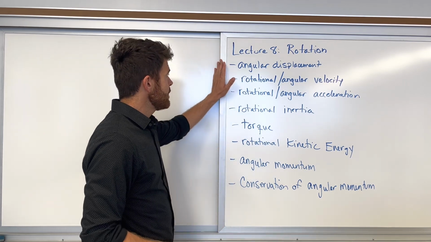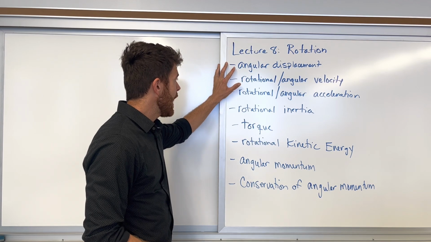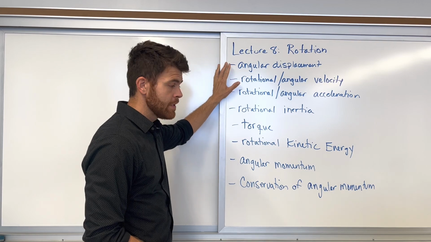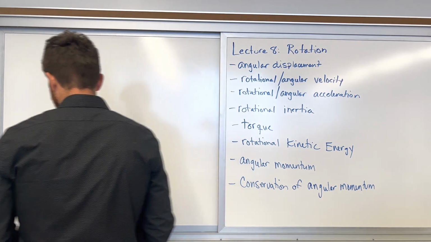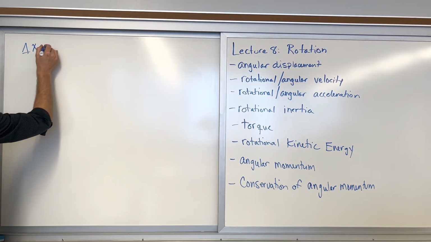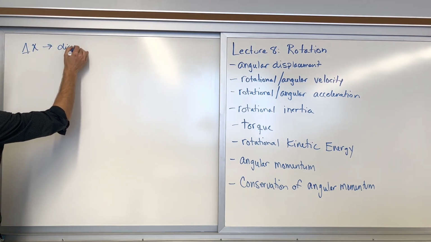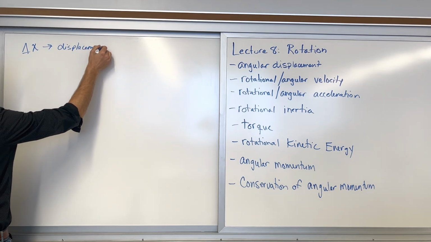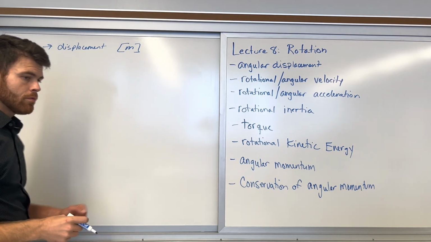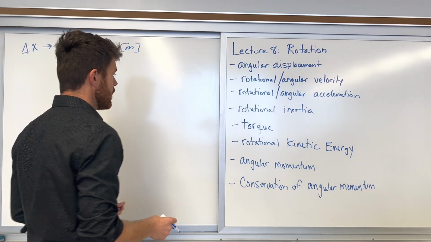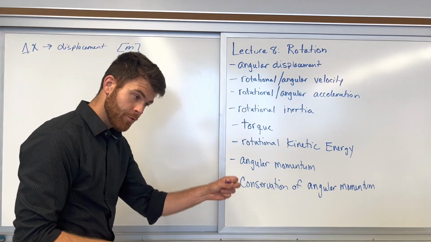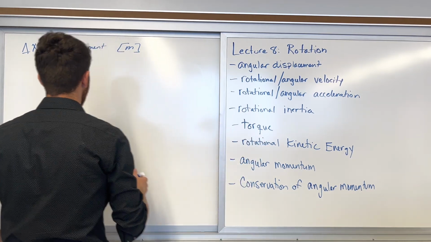So first we're going to talk about how we measure actual motion itself, or displacement. So we know with translation, displacement was delta x. That was displacement. Right? And our standard unit was meters. Well, in rotation, we're going to measure our displacement in terms of angle. Through what angle did the object rotate?